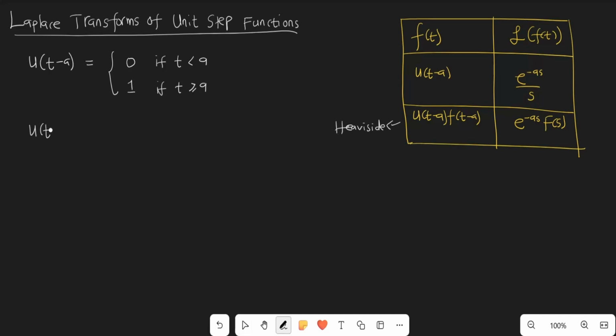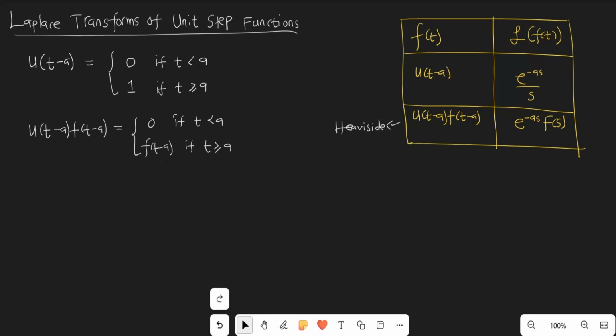So how do you define that? u of t minus a multiplied by f of t minus a is equal to what? It is equal to 0 if t is less than a, because the unit step function is 0, which multiplies by this, which will be 0. But it will switch to f of t minus a if t is greater than or equal to a. If t is greater than or equal to a, the step function will be 1, and we are left with f of t minus a.